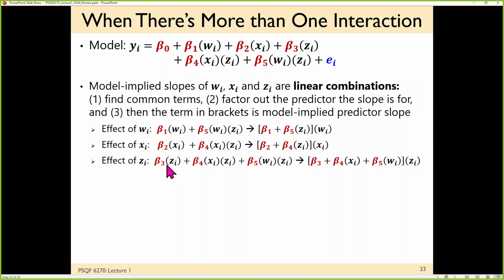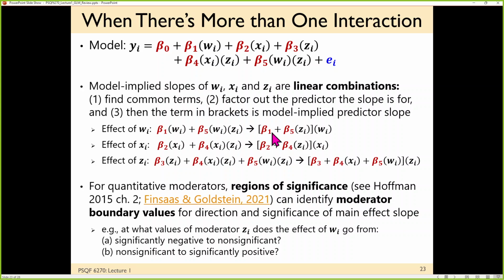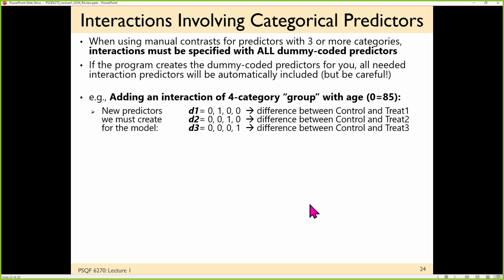So now we start with what is the slope for z when these things are 0? How does it change as a function of x? Plus how does it change as a function of w? Same principles. And you can do regions of significance. Here's an article on your reading list about it. It gives some R code and some pictures. For these sorts of quantitative variables, we can find the ranges at which these things turn on and off. All right, I think that's good.